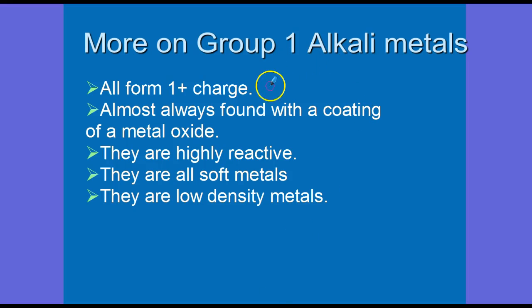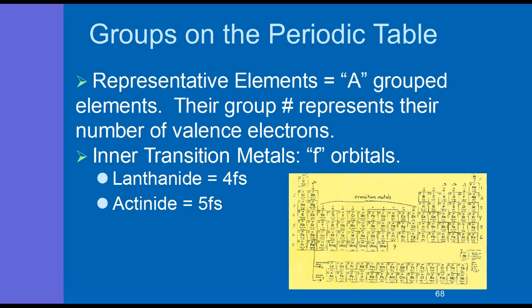So group 1, they like to form a +1 charge. They're almost always found with a coating of a metal oxide because they're so reactive. They react with oxygen in the air. They are highly reactive. They are soft metals. Some of them you can cut with a knife. How crazy is that? As long as you don't explode. And they are low density metals.